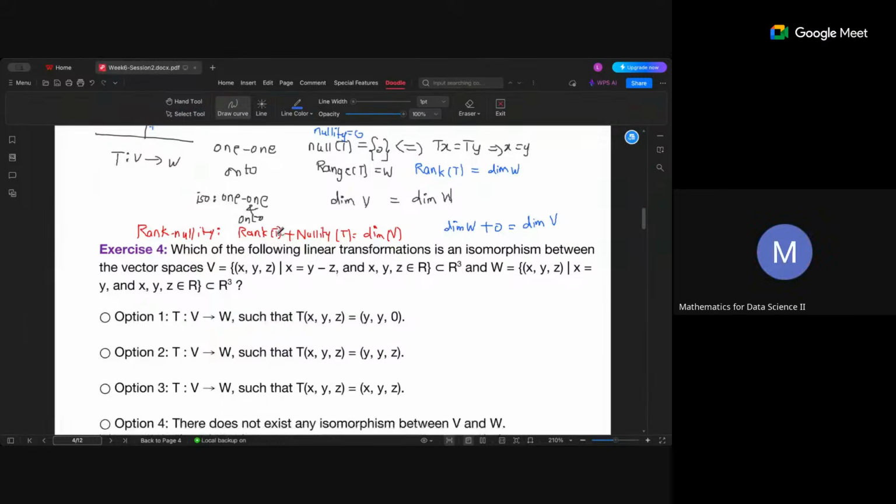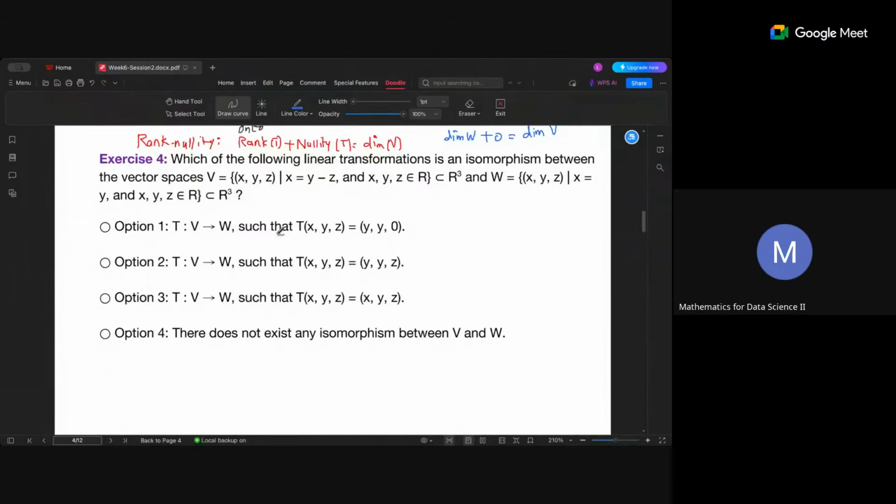Okay, fine. Now, which of the following linear transformations is an isomorphism between the vector spaces V and W? So here V is this vector space and W is this vector space. First of all, can there be an isomorphism between these two? It means first we need to look at the dimension of these two vector spaces. How do you calculate the dimension of these two subspaces of R3?